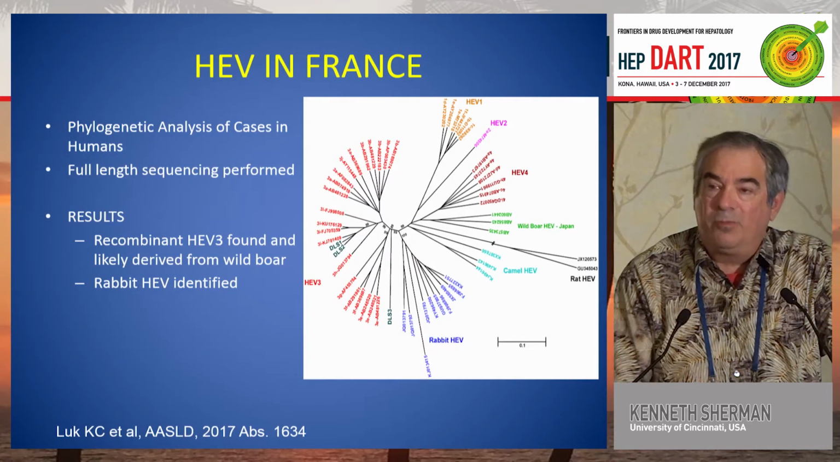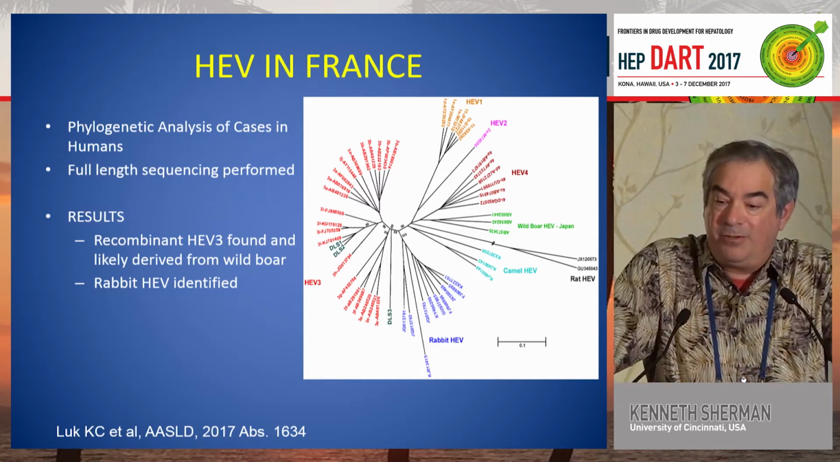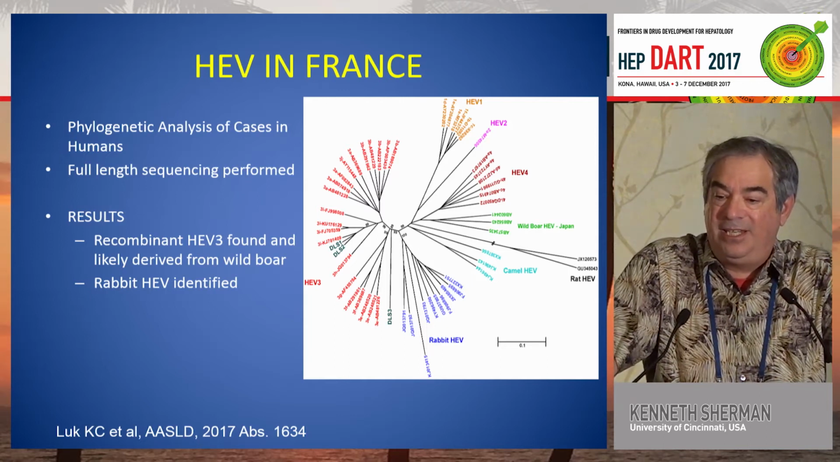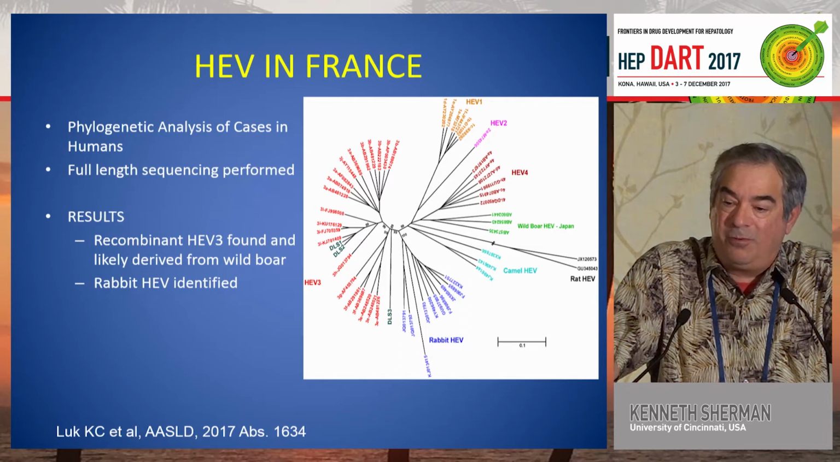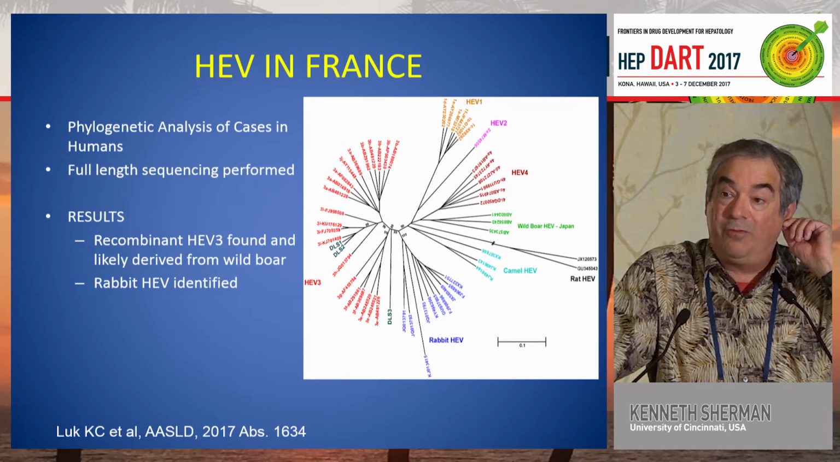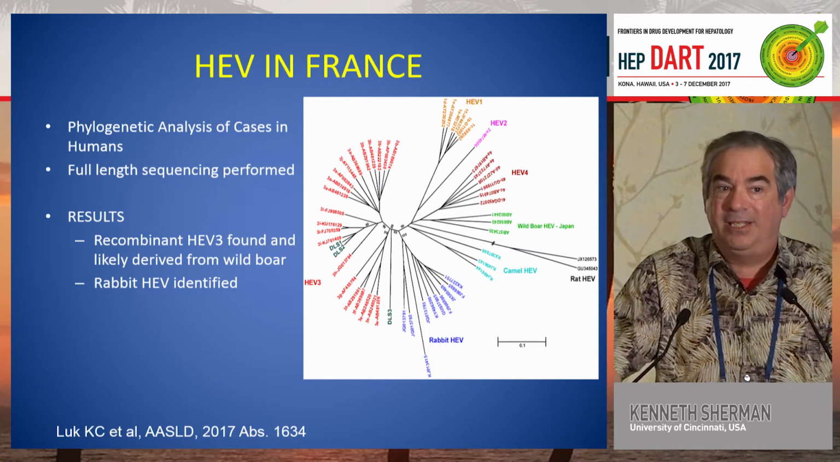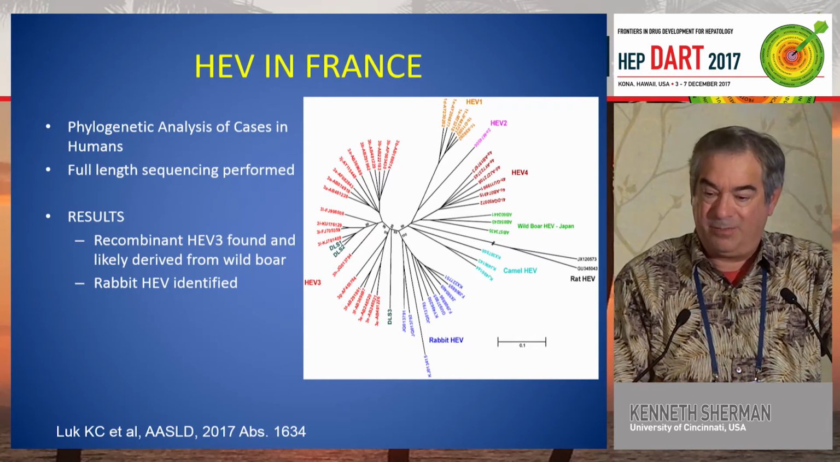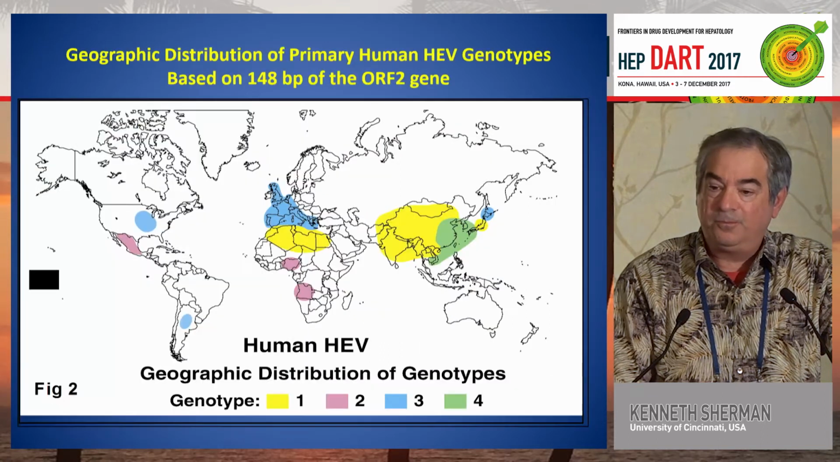This was a report that came from Abbott Laboratories, presented at AASLD a few weeks ago, showing a demonstration of transmission of 3 acute cases in France, 2 of them associated with wild boar, 1 of them from a rabbit. So the first really clearly documented case with a transmission from a rabbit that is not within the other genotypes.